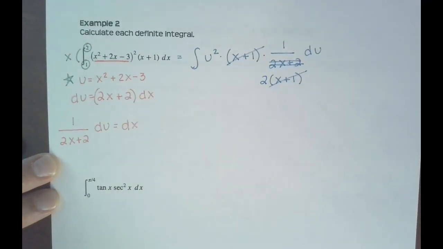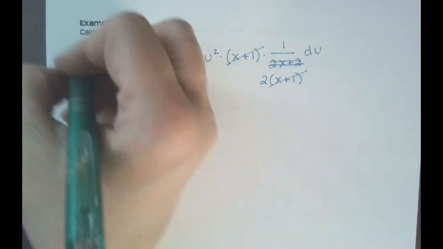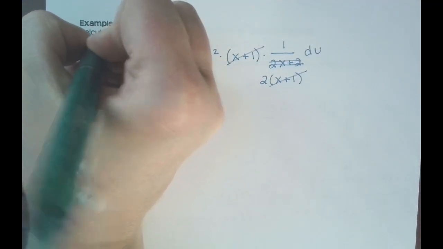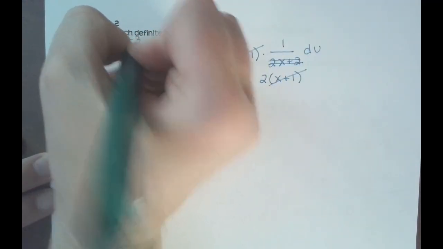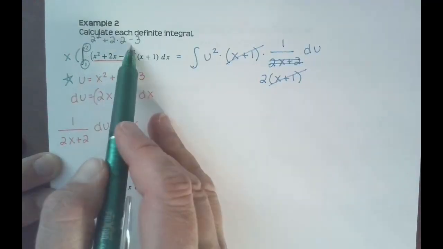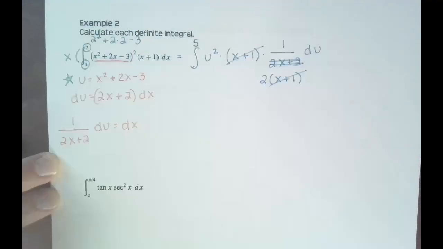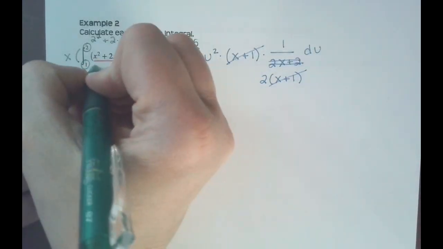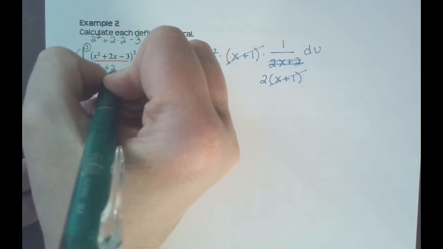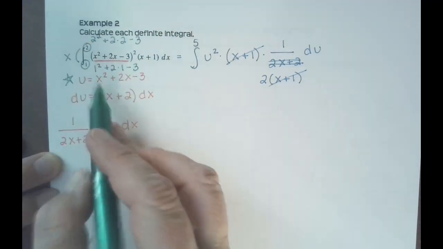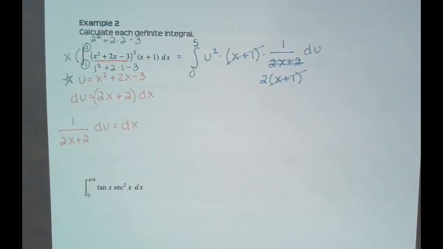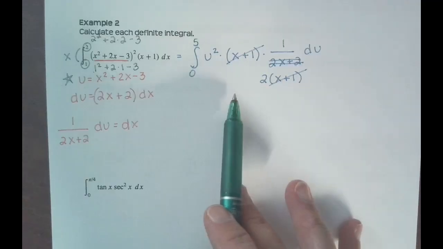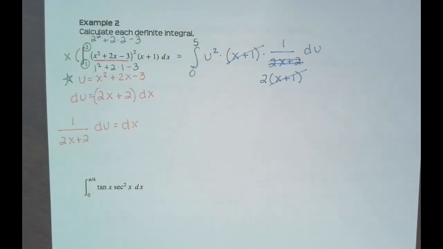Now, most of the time you're going to be able to just do this in your head, but for the sake of your notes, you might want to write down what I'm doing here. So for the 2, I'm going 2 squared plus 2 times 2 minus 3. So that's 4 plus 4 is 8 minus 3 is 5. And then for 1, I'm going 1 squared plus 2 times 1 minus 3. So that's 1 plus 2 is 3 minus 3 is 0. Okay, so when I switch out my x's for u's, I also have to convert my endpoints.